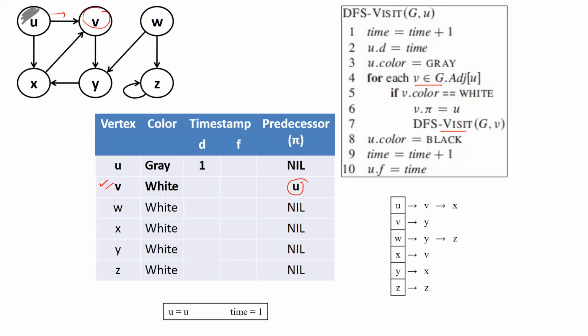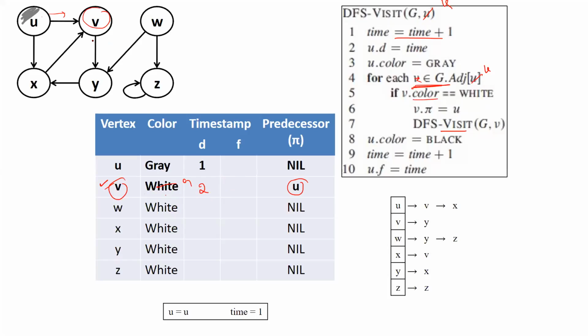Now what will DFS of V do? It will again increment the timer. Now the value will be V, the discovery time will become equal to 2, and the color will become gray. And now its adjacent vertices will be explored for further processing.